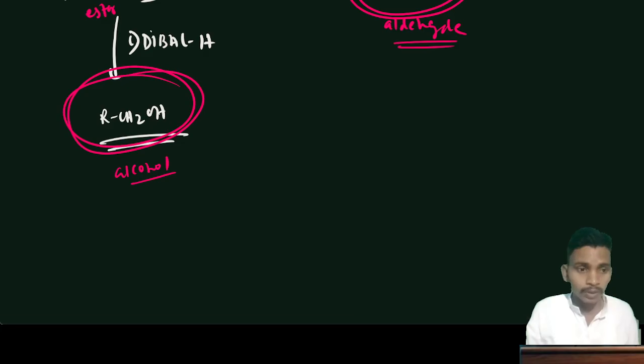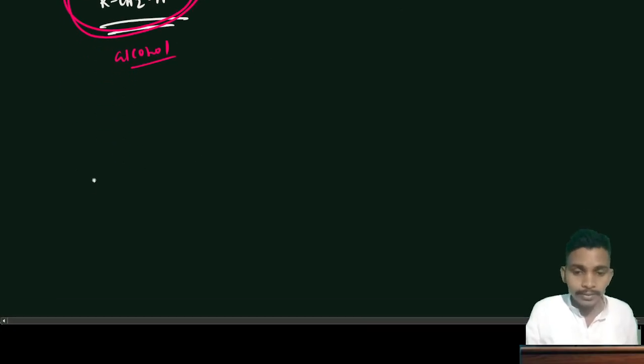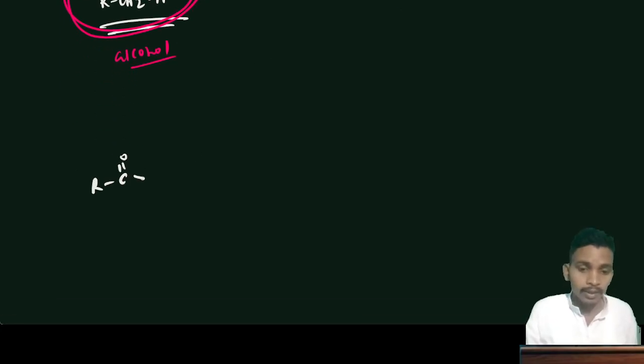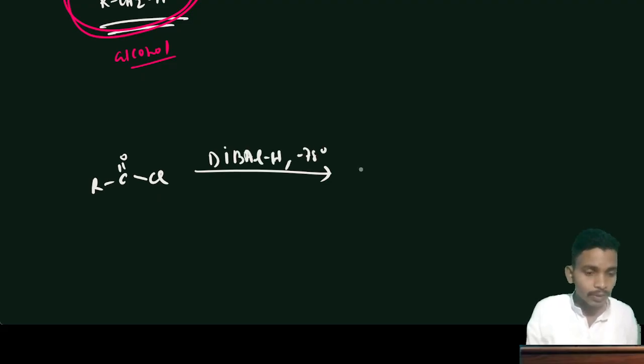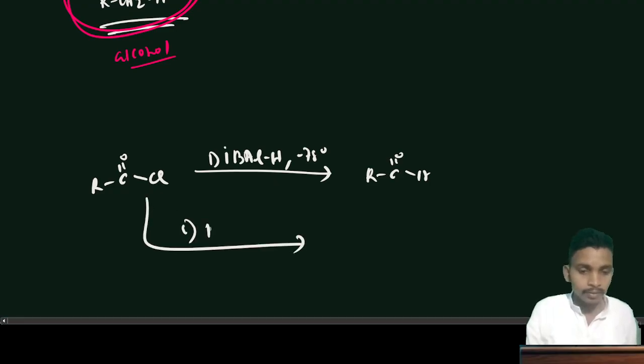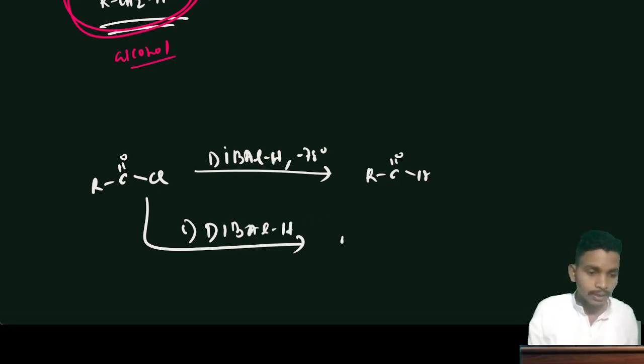Similarly, if you are doing the case of acid chloride also, where you are using DIBAL-H, and at minus 70 degrees centigrade, then we will get aldehyde groups. But if you are doing it at room temperature or normal temperature, then we again get the alcohol group.